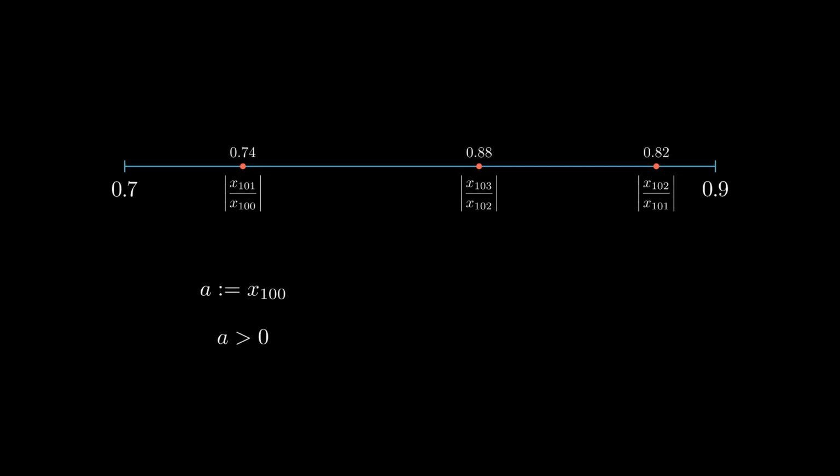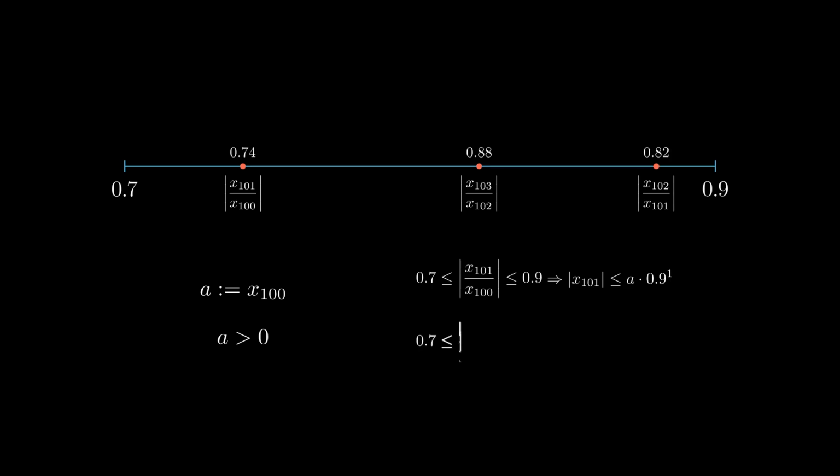What can we say about the magnitude of x sub 101? Well, we know the ratio of x sub 101 to x sub 100 is at most 0.9. So that means the magnitude of x sub 101 is at most a times 0.9. This works because we have a cap on how big the ratio of successive terms can be. We actually don't care that the ratio is at least 0.7. What we care about is that it's always less than 0.9. So the 101st term is at most a times 0.9 in absolute value.